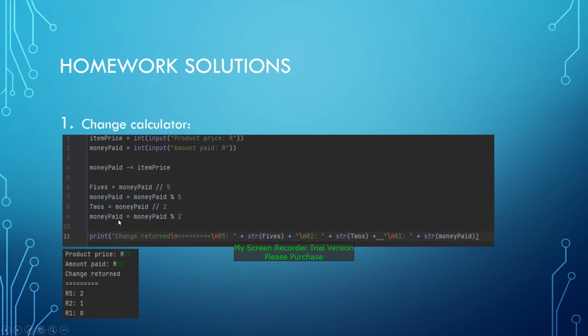And finally, the money paid. This is the change that's left. So we will take the remainder. Everything after the 2s, everything that remains, will be the 1 rand coins.